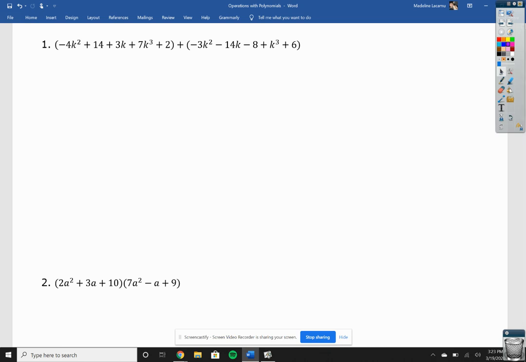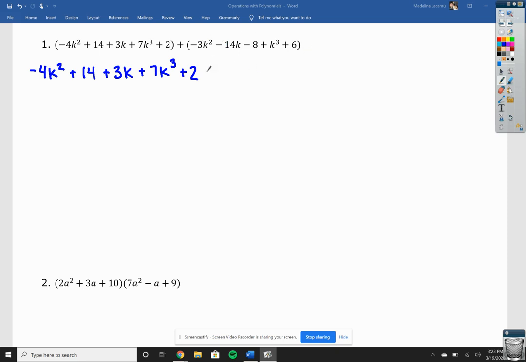So we're going to start with number 1. Now this is just adding polynomials. There's just a lot going on within those polynomials. But really, it's not any harder than the ones that we just did. So my first step that I always like to do, since this is plus, we're not changing anything, but I still like to just rewrite everything. So it's going to be negative 4k squared plus 14 plus 3k plus 7k to the third plus 2.